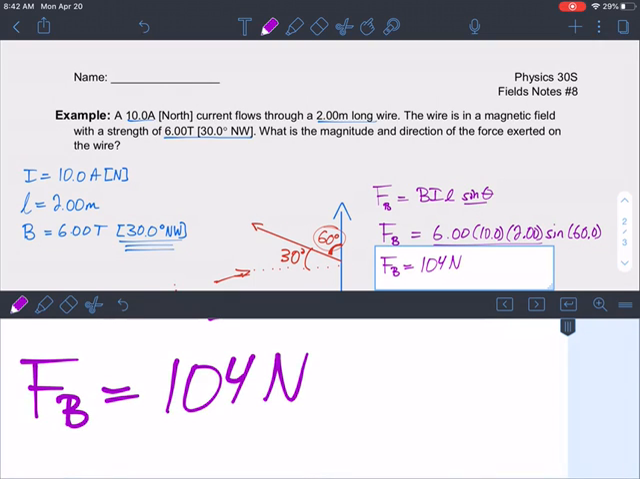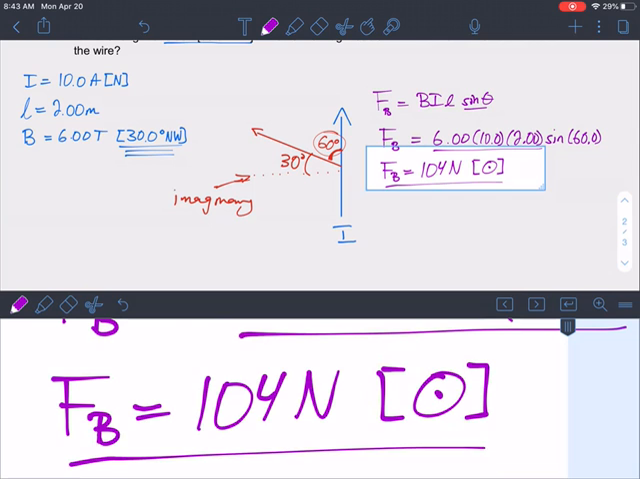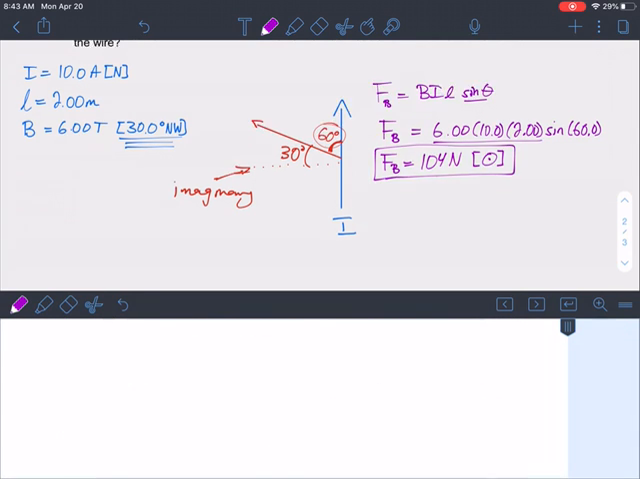Wait a minute, we need a direction. Use your right hand rule. We've practiced this. We've got to use the component that is perpendicular. And so once again, red is for your fingers, blue is for your thumb, and you should get your palm is now facing out of the page. So make sure you can get that. We've practiced that a bunch. Hopefully we're good on that now.